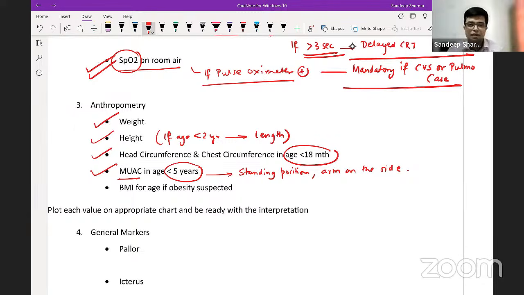Many students wrongly check for MUAC. How do they check? They take the arm like this and put it here. Wrong. Arm should be on the side. Come to that side. First palpate the acromion process here. Palpate the olecranon process here. Arm by the side. Check the total length using a measuring tape. Suppose it is 30.